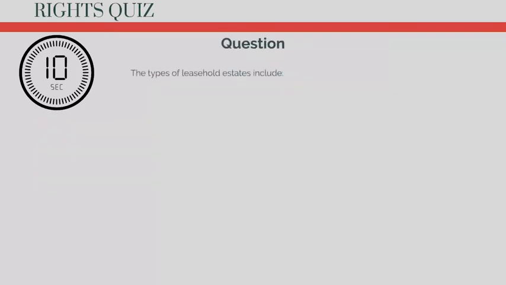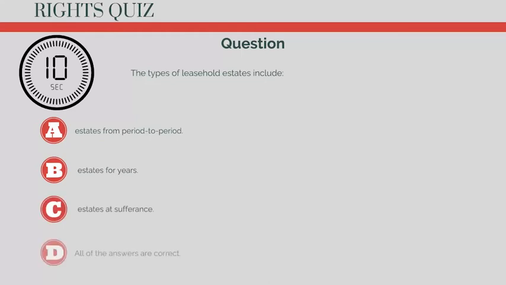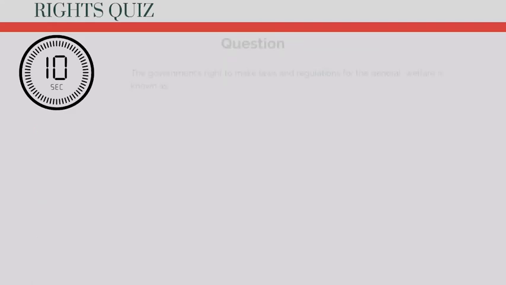The types of leasehold estates include A. Estates from period to period, B. Estates for years, C. Estates at sufferance, or D. All the answers are correct. D. All the answers are correct. The government's right to make laws and regulations for the general welfare is known as A.